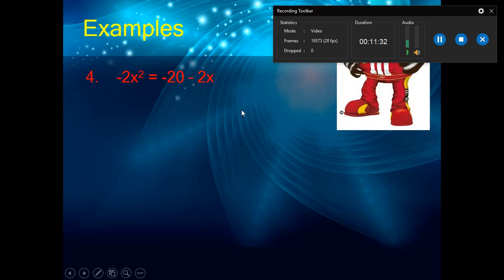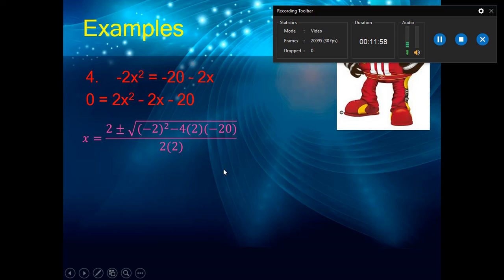In number 4, again, we're not in standard form. I'm going to add 2x squared to both sides so that I can get my quadratic term to be positive. So in standard form, we'll have positive 2x squared, and then I move the negative 2x forward, and I push the negative 20 back. So a is 2, b is negative 2, and c is negative 20. We'll go right for our substitution.